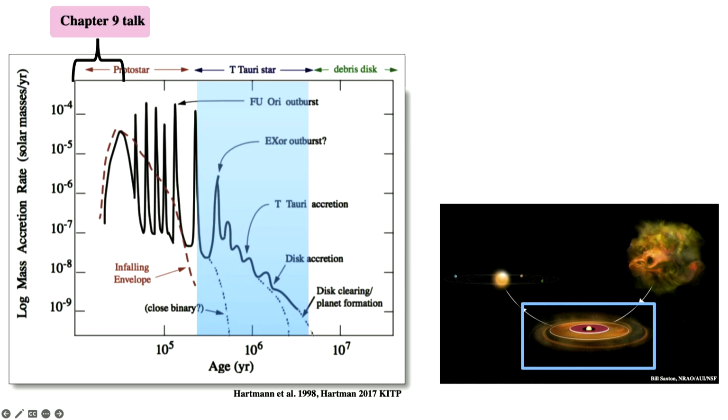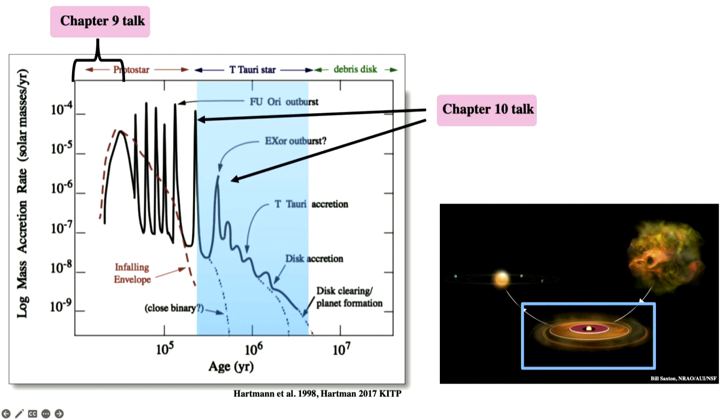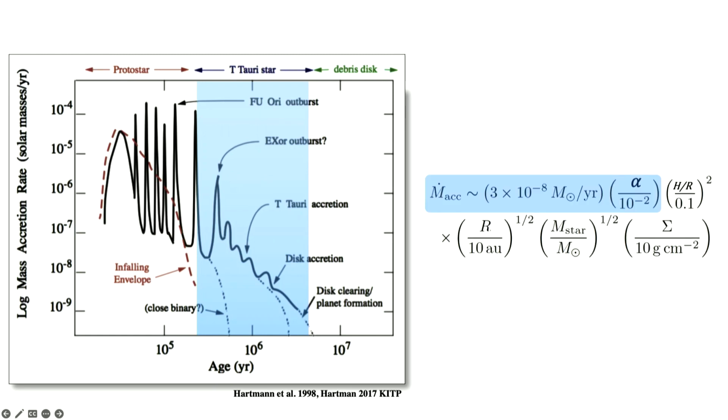And remember, we have seen in the talk from Benoit, the Chapter 9 talk, which focuses really on this innermost part where you still have the envelope falling in. And we have also learned yesterday from Agnes, the Chapter 10 talk, who focuses on these accretion bursts. And these actually also enter this zone. So I will not speak about this in this talk.